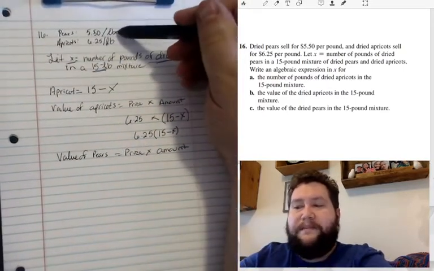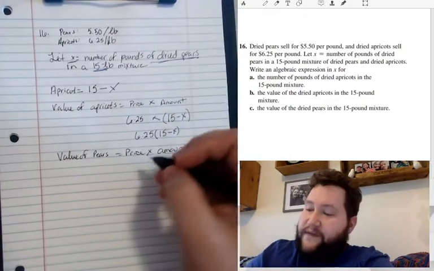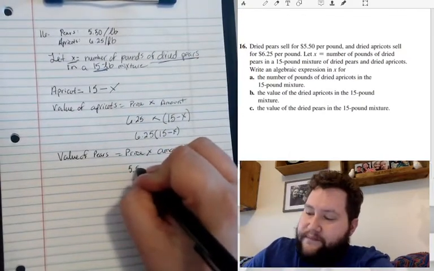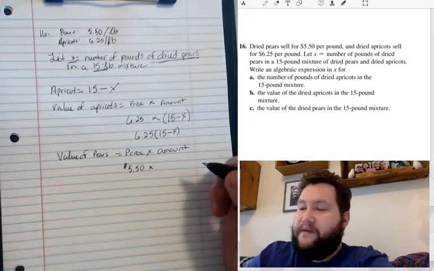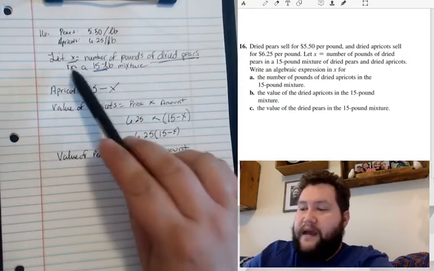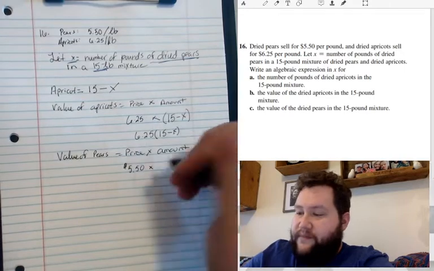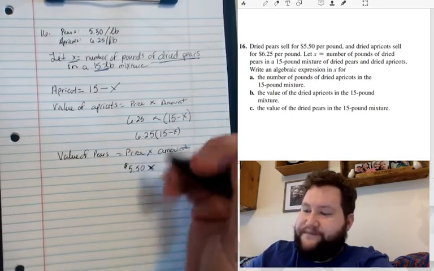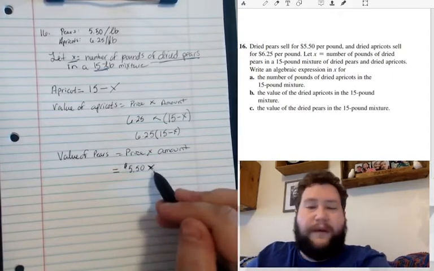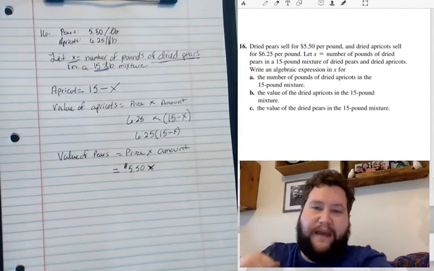The problem gave us at the beginning that pears were worth $5.50 times the amount. x is the number of pounds of dried fruit, so 5.50 x. That was going to be multiplied, and then I just make it an x.